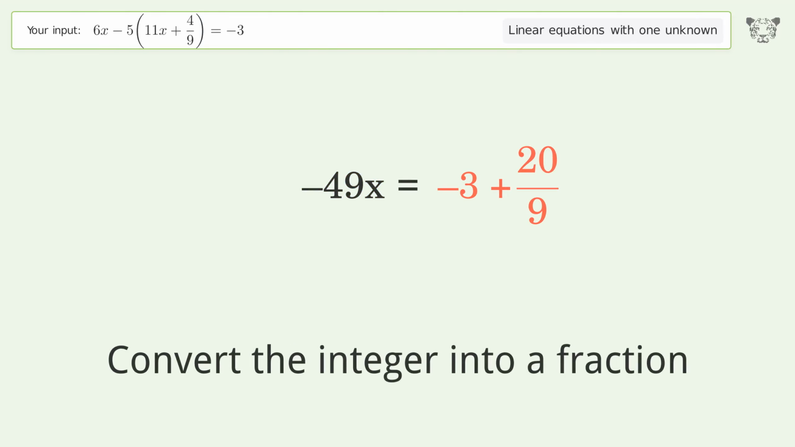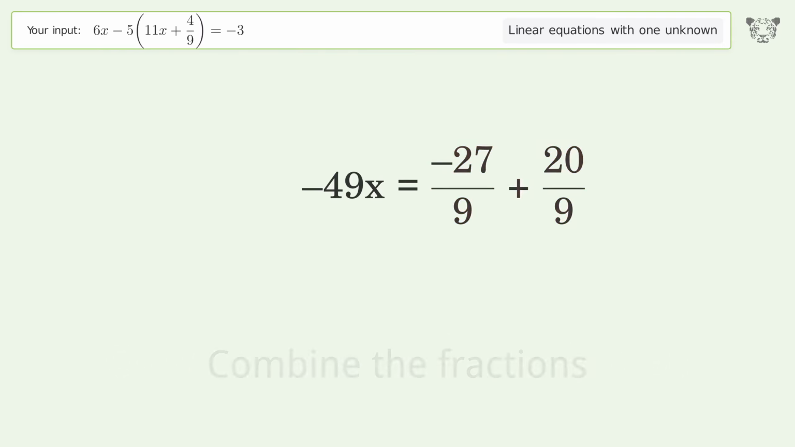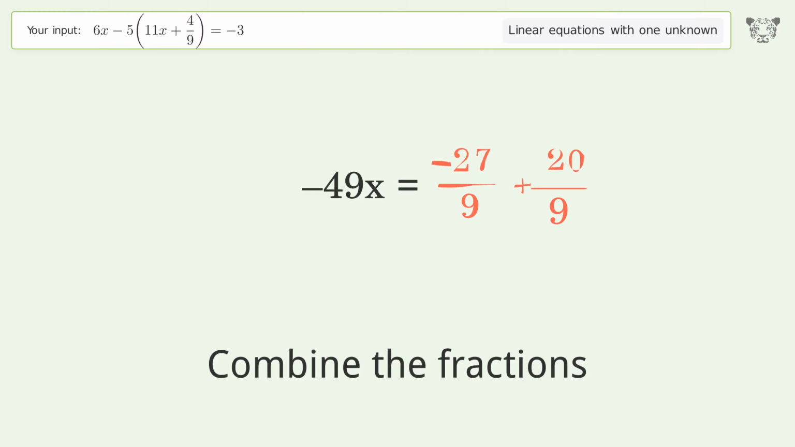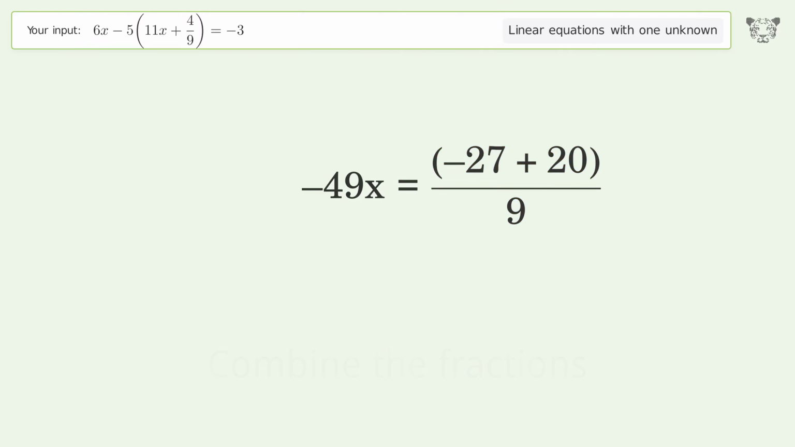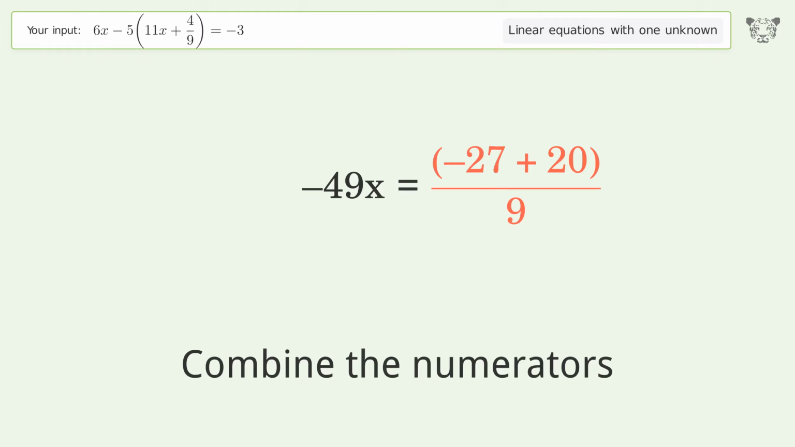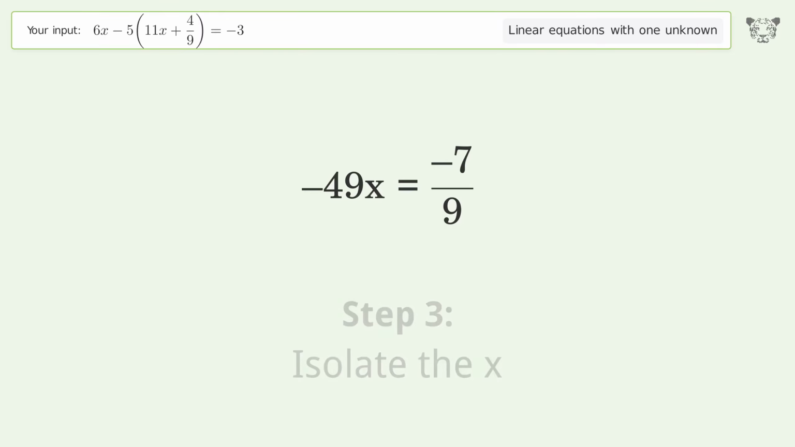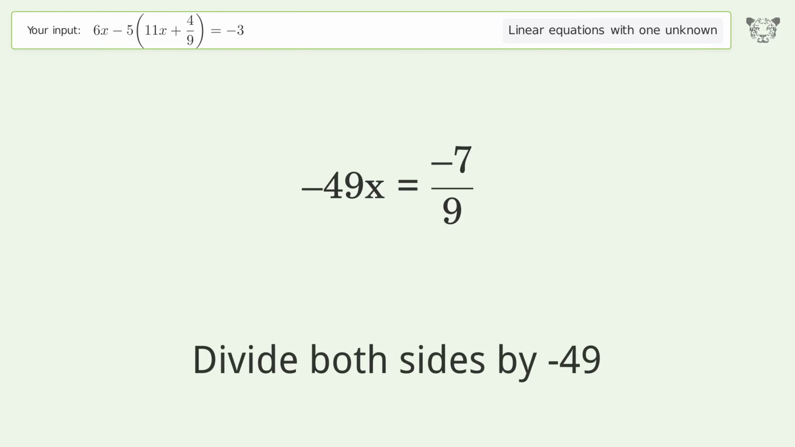Convert the integer into a fraction. Combine the fractions. Combine the numerators. Isolate the x. Divide both sides by -49.